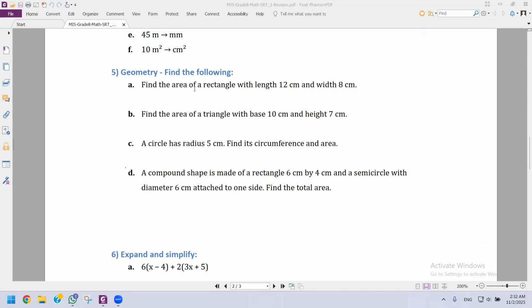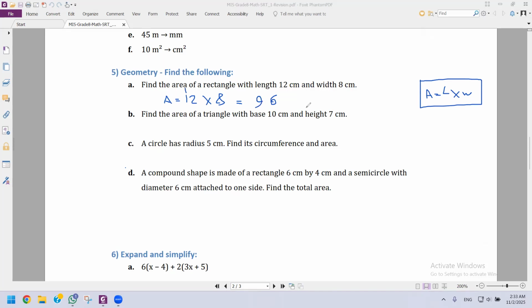Find the following. Find the area of a rectangle with length 12 and width 8. So rectangle, they ask for the area of it. You know that area is length times width or base times height. So area is equal to, we have to write the formula in the exam. 12 times 8. How do you multiply this? You do 8 times 2, 16. 6, so you carry 1. 8 times 1 is 8 and 1, 9.